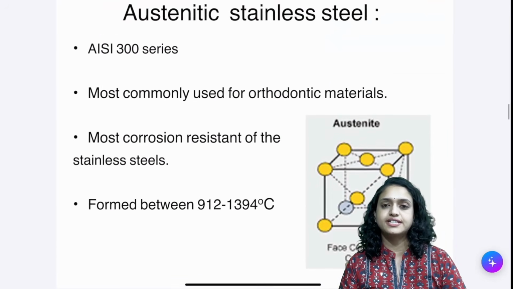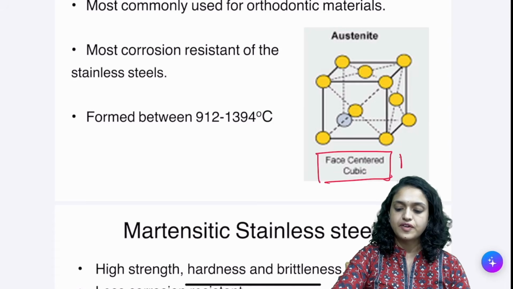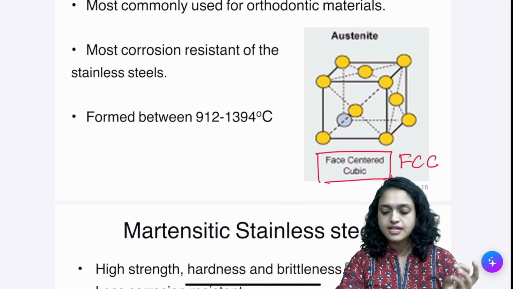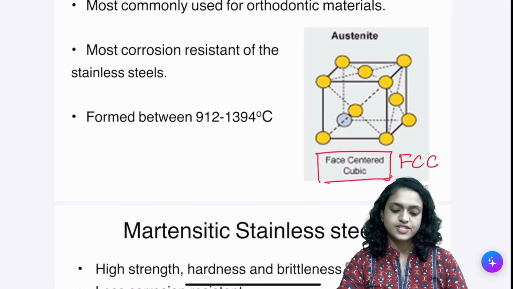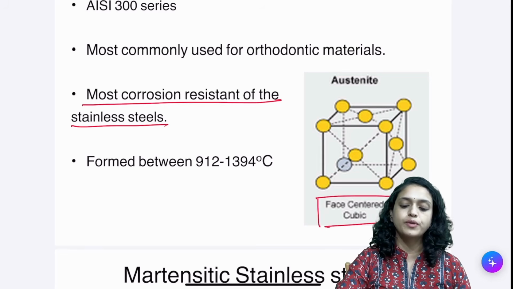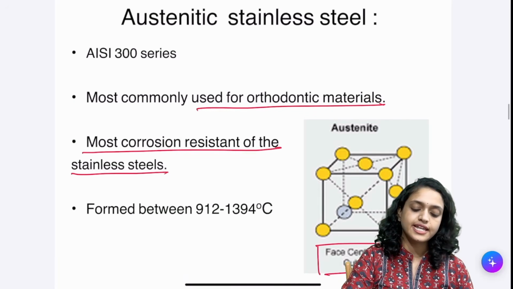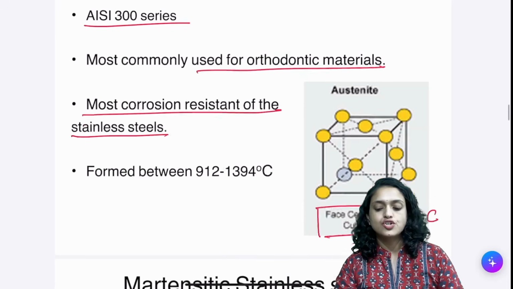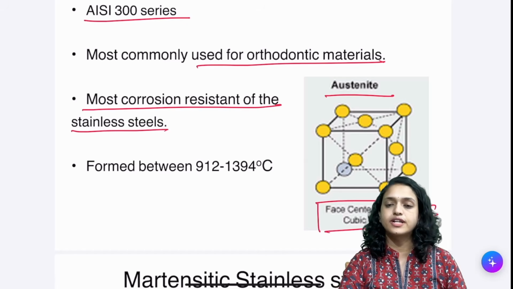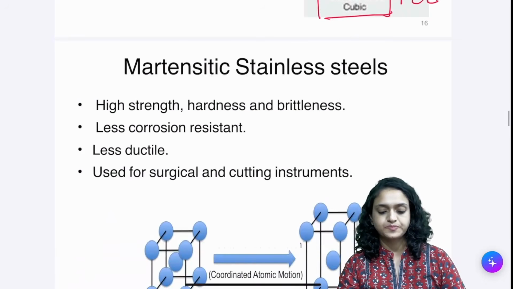Next is austenitic stainless steel. Its structure is face centered cubic, FCC. Ferritic stainless steel is BCC and austenitic stainless steel is FCC. It is the most corrosion resistant of all the stainless steels. It is the most commonly used in orthodontic materials, and it has an AISI number of 300 series. They will ask you a one mark question regarding the structural organization of austenitic stainless steel, and the ferritic and the martensitic.